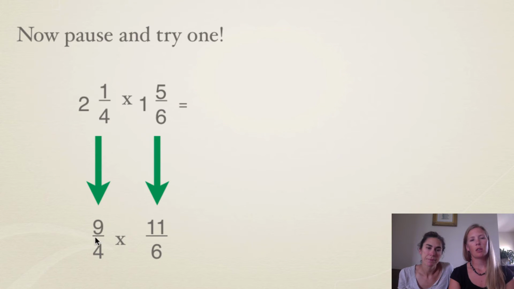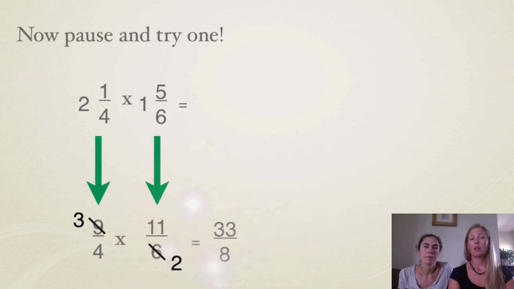So if I look here, I notice 6 and 9 have a common factor of 3. So if I divide both of those by 3, I'm going to end up with 9 divided by 3 is 3, 6 divided by 3 is 2. So now when I go to multiply it across, I don't have to multiply such a big number. So when I multiply across, I get 3 times 11, and I get 33. 4 times 2 is 8.